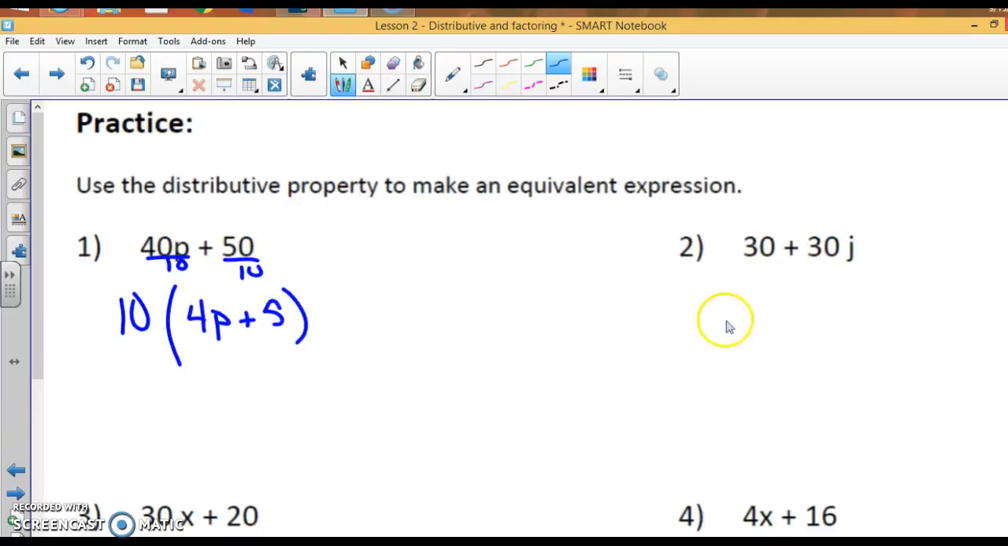What can I factor out here? I can divide them both by 30. That's what comes out front. So divide by 30, divide by 30. 30 divided by 30 is 1. Plus 30j divided by 30 is 1j.